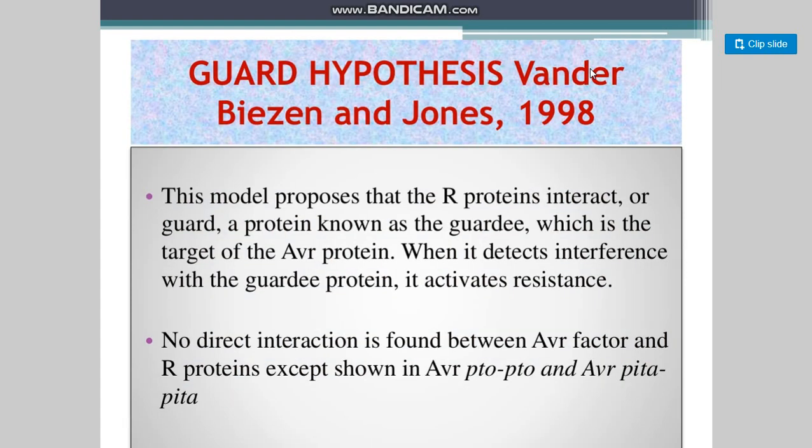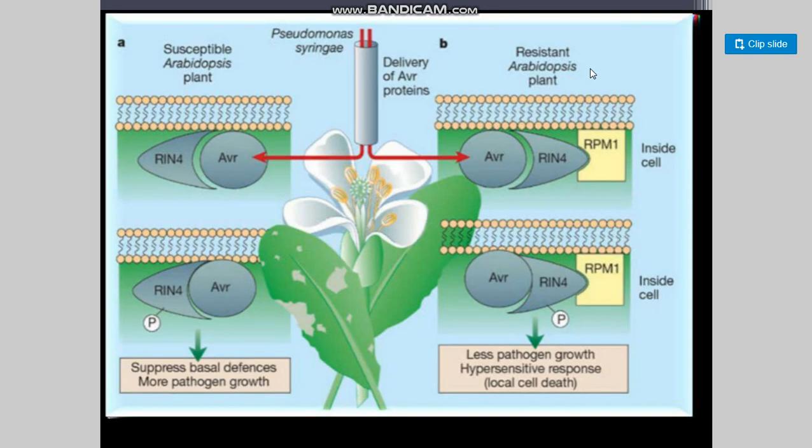Guard hypothesis. This model proposes that the R protein interacts with a guard protein known as the guardee, which is the target of the AVR protein. When it detects interference with the guardee protein, it activates resistance. The diagram shows the mechanism.